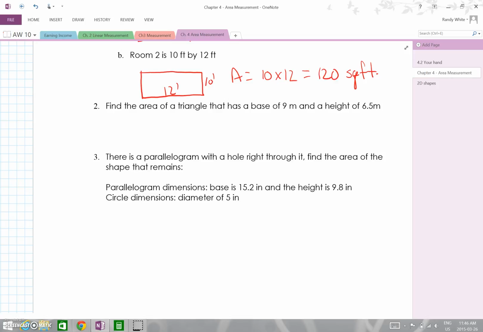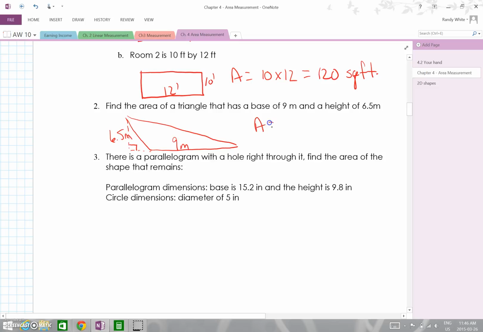Okay, here's a triangle that we're going to find the area of. And it doesn't matter what the triangle looks like. I'll just draw mine as a little bit of an obscure triangle just so you can get used to seeing some different dimensions. So the base is 9 meters. And the height, again, the height always makes a right angle, is 6.5 meters.